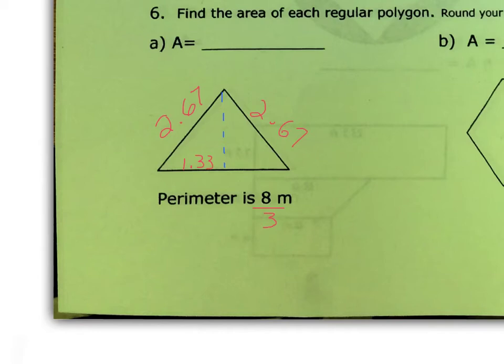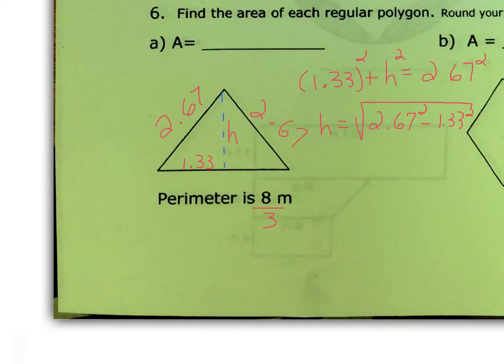Now, all I have to do here is find the height. I'm going to use a squared plus b squared equals c squared. So it's 1.33 squared plus the height squared equals 2.67 squared. When you solve for the height, it's just the square root of 2.67 squared minus 1.33 squared. I'm solving for h, moving the 1.33 squared to the right and then taking the square root of that. So what is that?